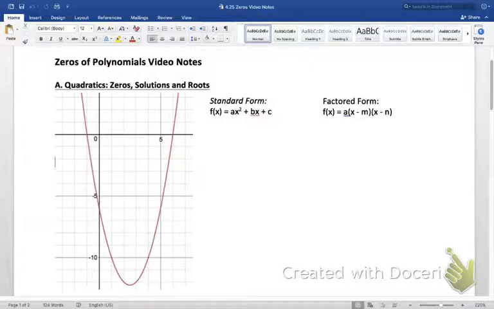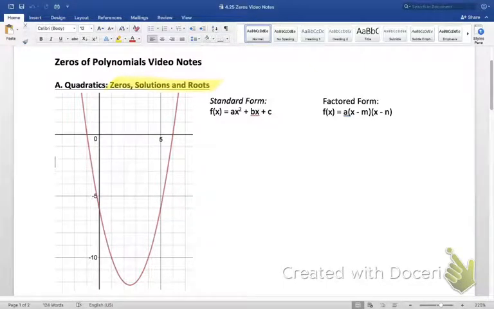This video is on the zeros of polynomials. So we're going to start by just reviewing what we know about quadratics and finding zeros. And just to remind you, sometimes they're called zeros, sometimes they're called solutions, and sometimes they're called roots, but those are all the same thing. So just keep that in mind. It might ask you to find the roots, and you should think, okay, that means find the zeros.